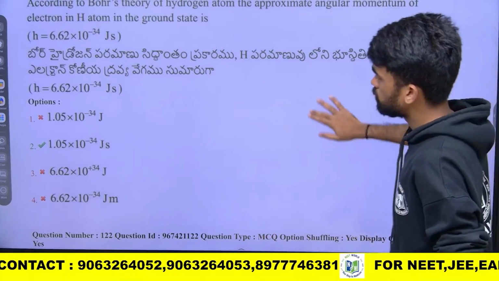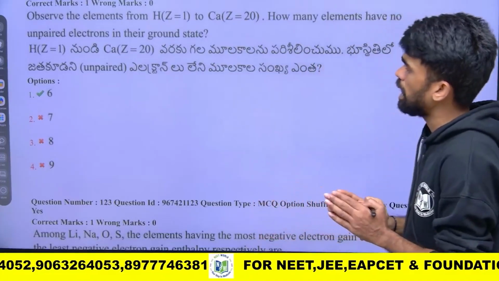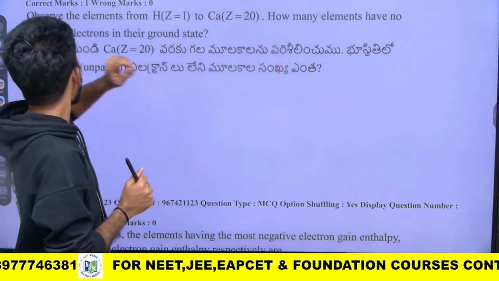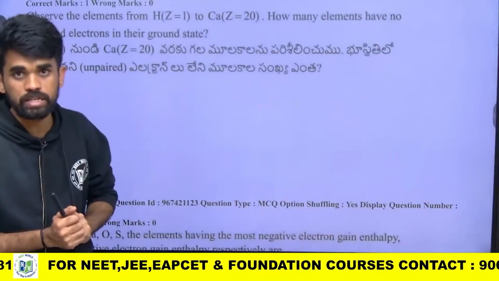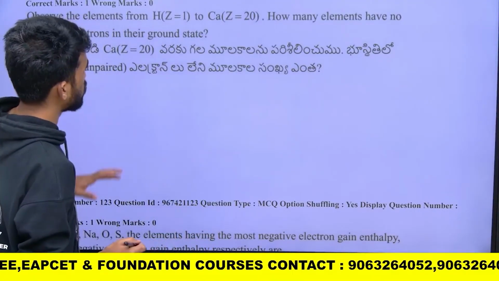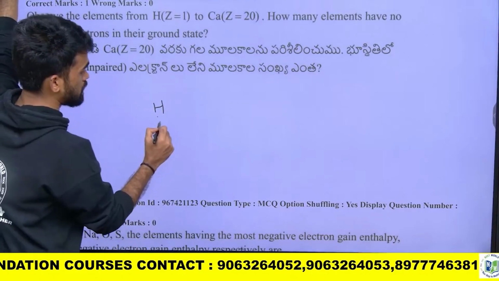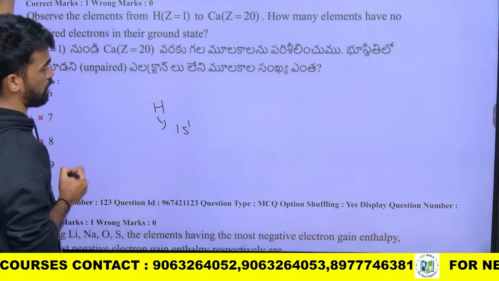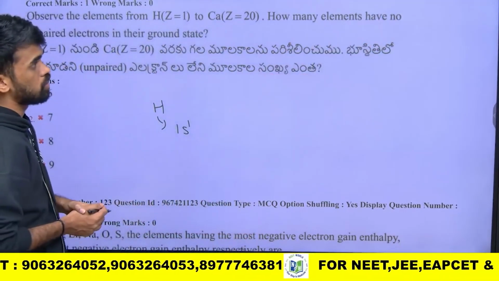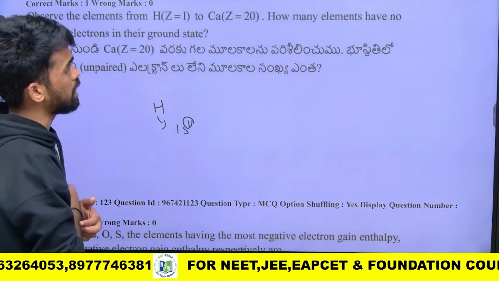Let's move further to question number 122. Observe the elements from hydrogen to calcium, and find how many elements have no unpaired electrons in their ground state. How can we do this? You can take the hydrogen atom first. What is its electronic configuration? 1s1. They are asking how many elements have no unpaired electrons. See, hydrogen has one unpaired electron.